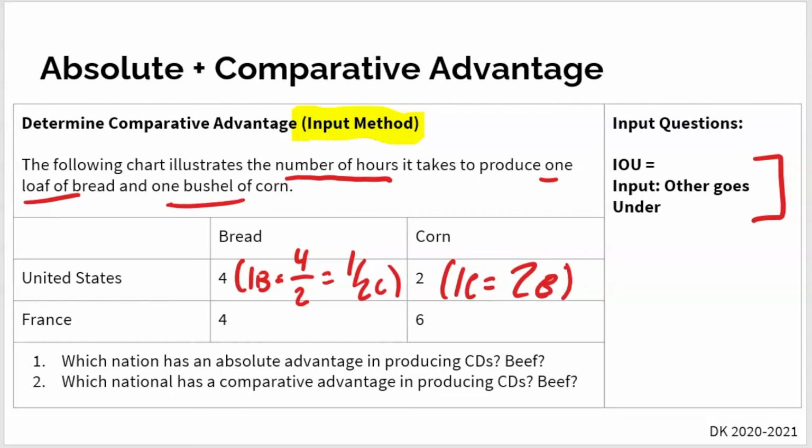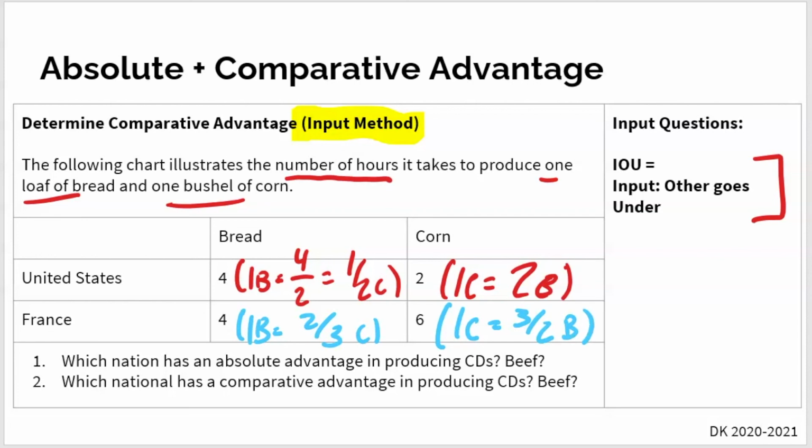Well, what about for France, right? So if they're producing bread, what are they giving up? Well, they're giving up corn. And so if the other number goes over, it's 4/6, which is 2/3 corn. And then here we could say 1 corn. Well, if they're producing corn, what are they giving up? They're giving up bread. Since it's an input question, the other number goes under, 6/4, which is 3/2, right?